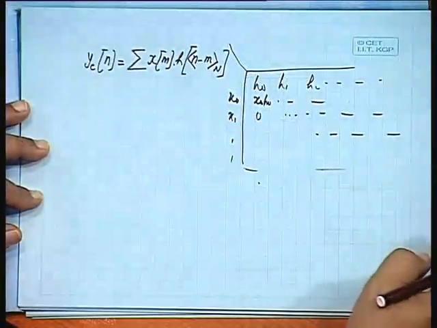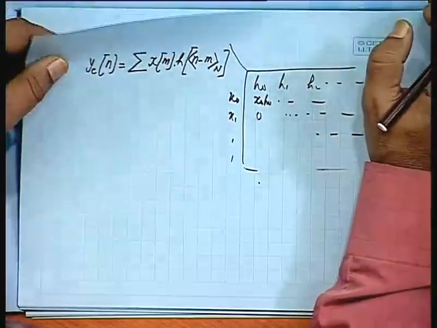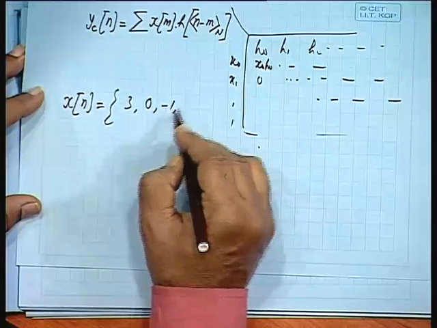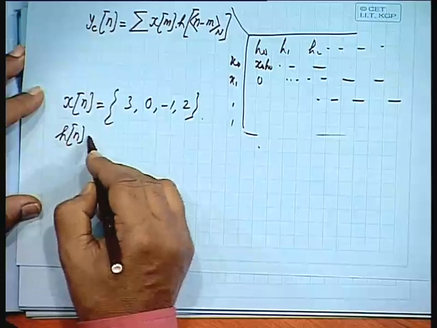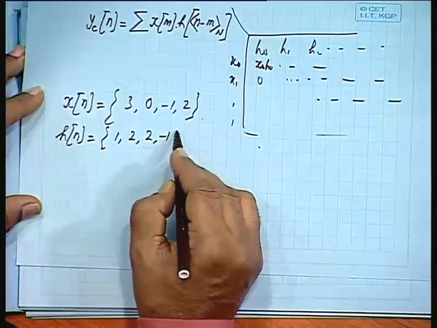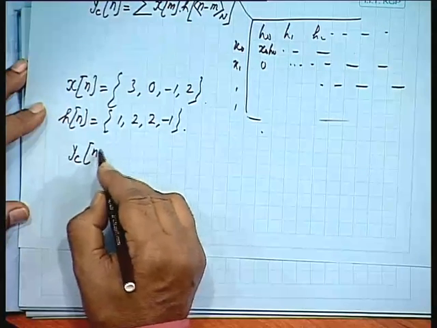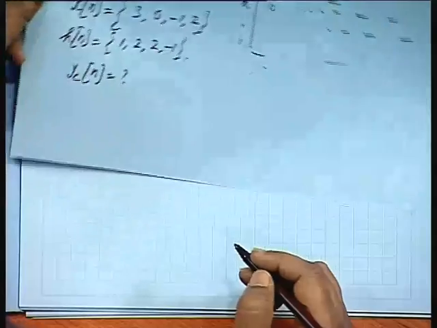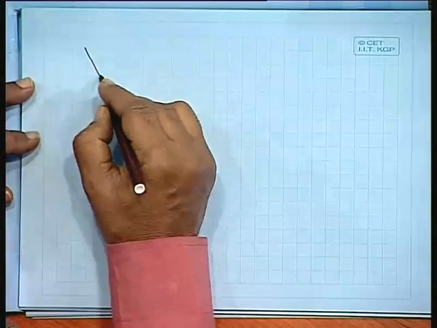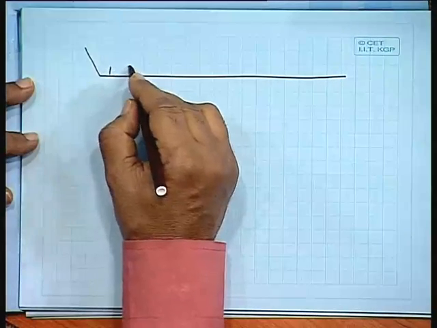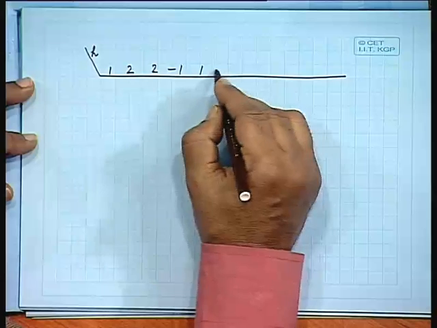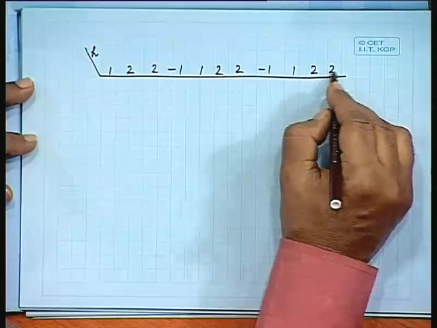Let us see some example, it will be clear. I have x n equal to 3, 0, minus 1, 2 and h n as 1, 2, 2, say minus 1. I have got these two sequences. What will be y circular n? So, what I do, I will take a little bigger space. I will write these, this is h, 1, 2, 2 minus 1, 1, 2, 2 minus 1, 1, 2, 2 minus 1 and so on.